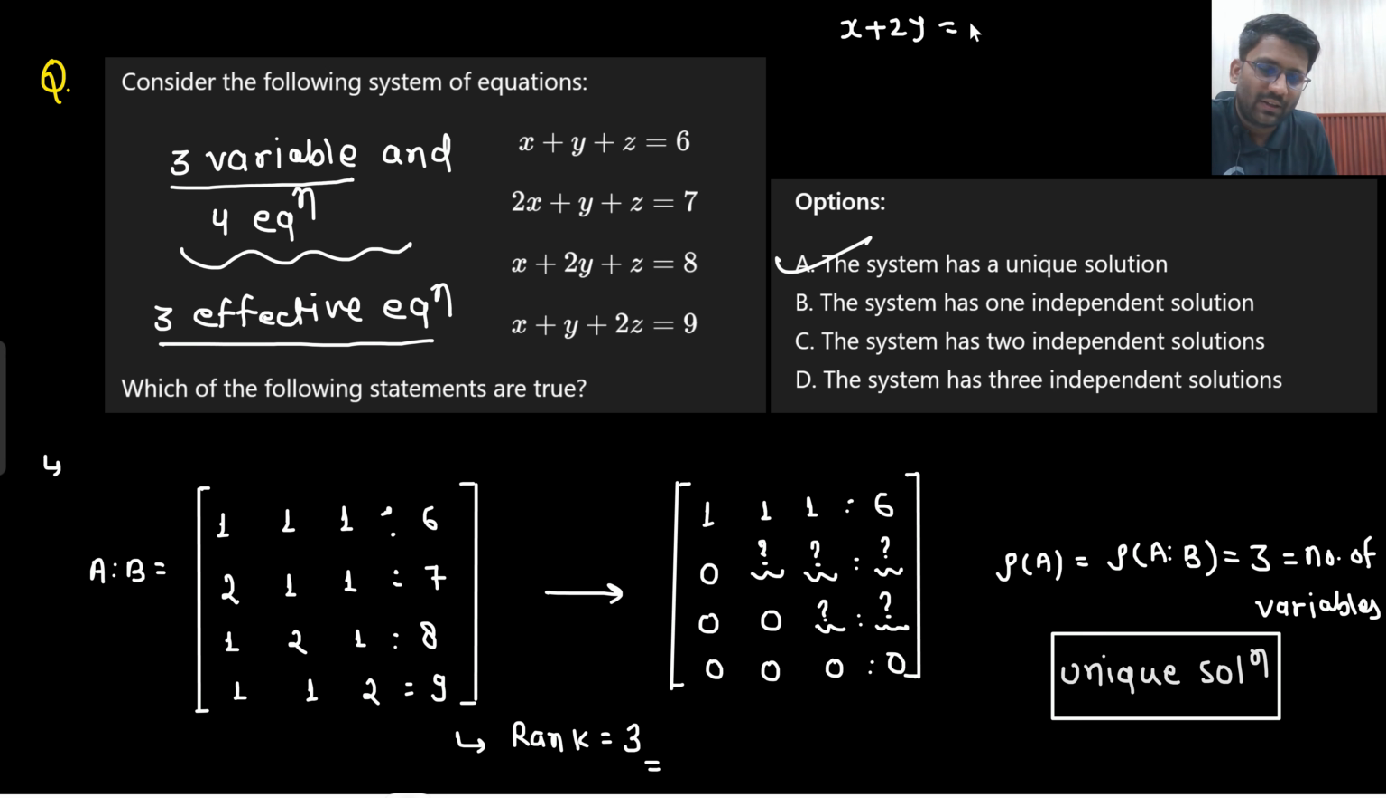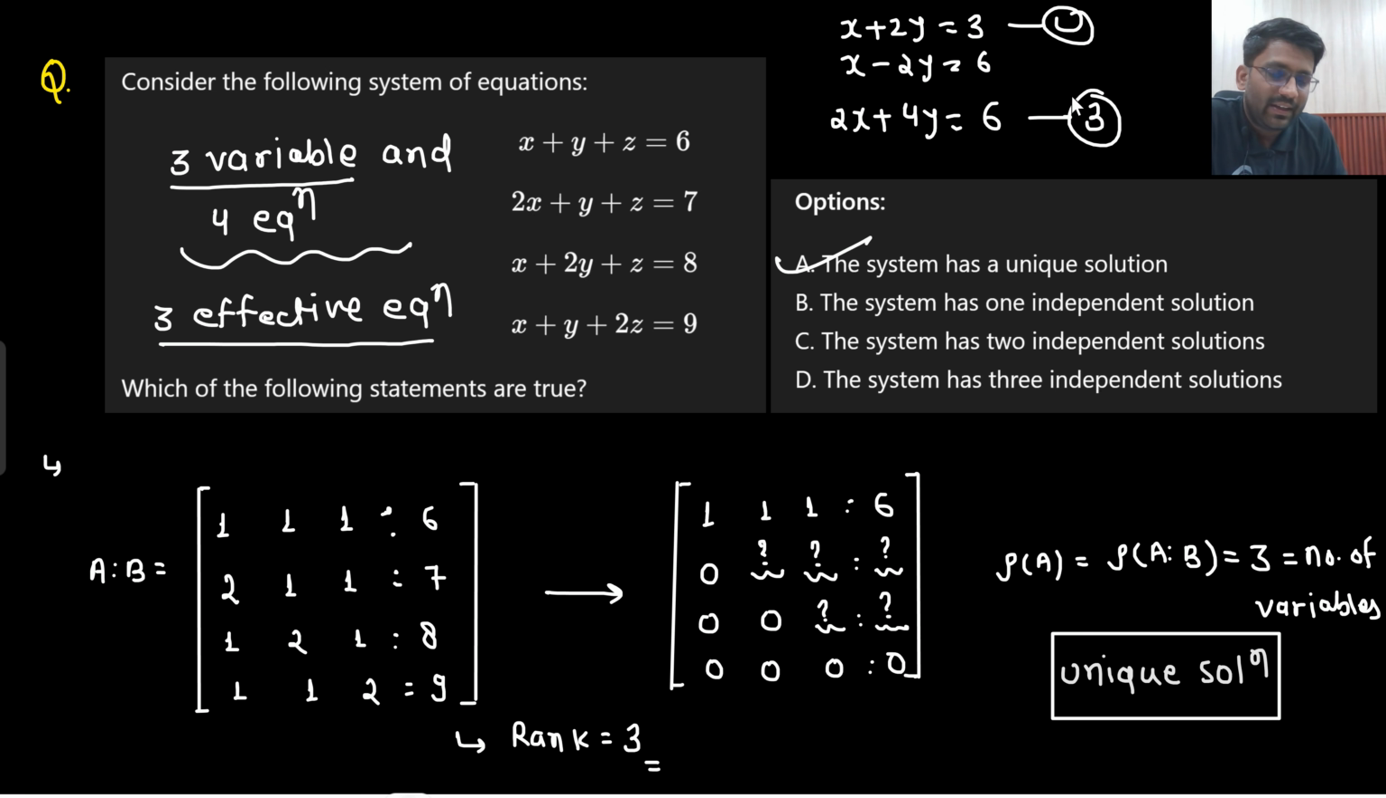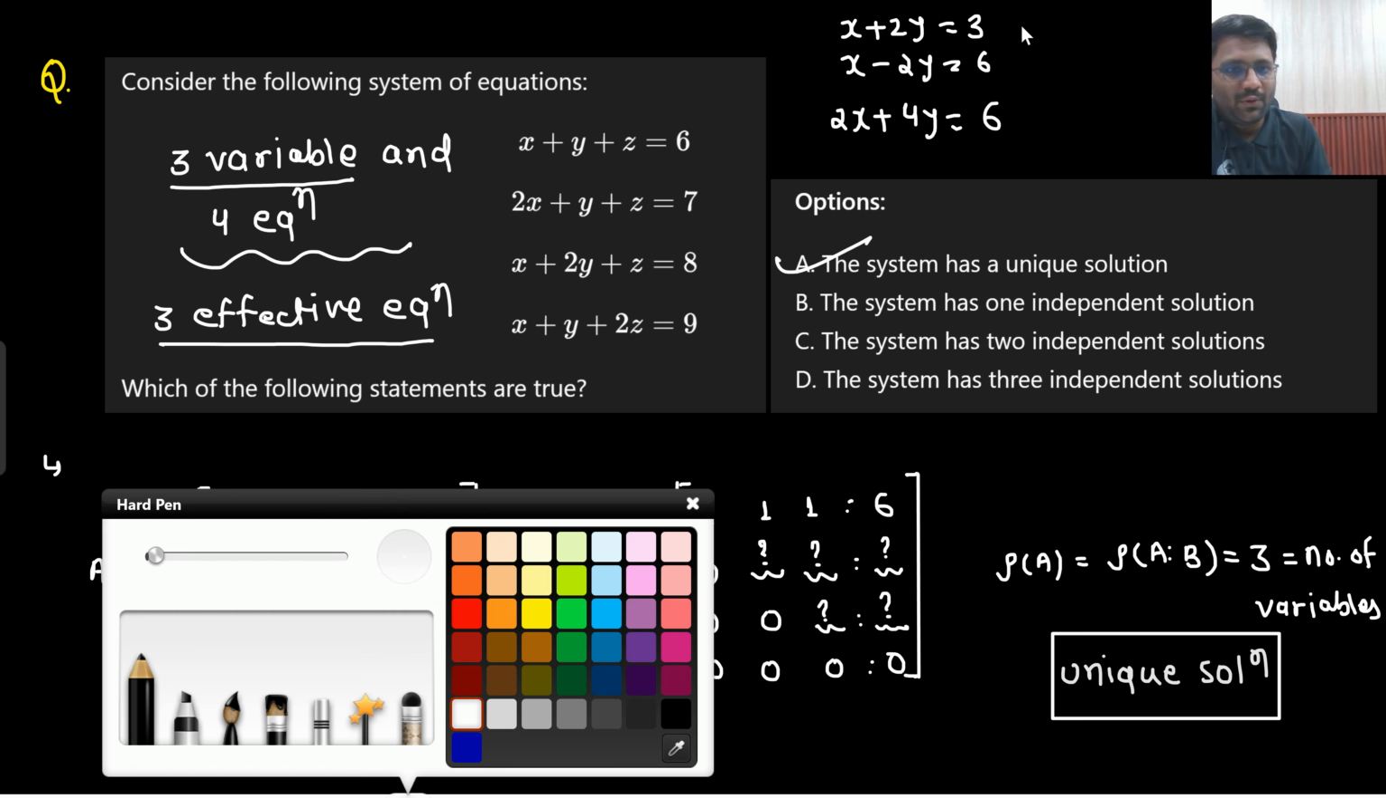x plus 2y equals 3. The next equation I am writing down is x minus 2y equals 6. And the next equation I have written down is 2x plus 4y equals 6. So will it have infinite solutions? No. Why is that so? Because you notice that equation 1 and equation 3 are the same. Just take 2 as common: x plus 2y equals 3. Right? So effectively I was having only 2 equations.